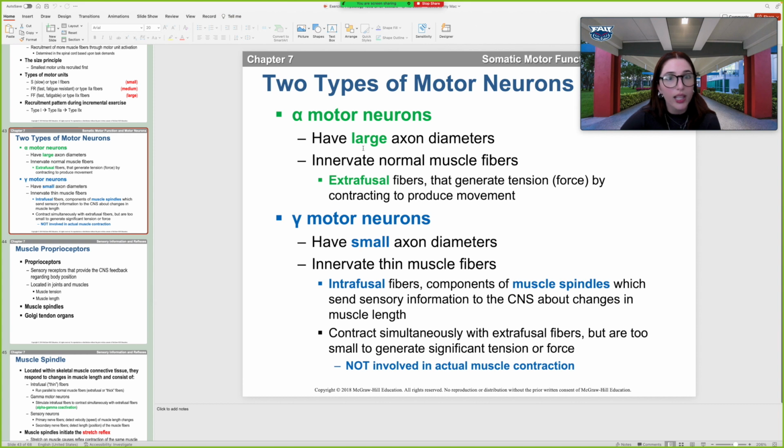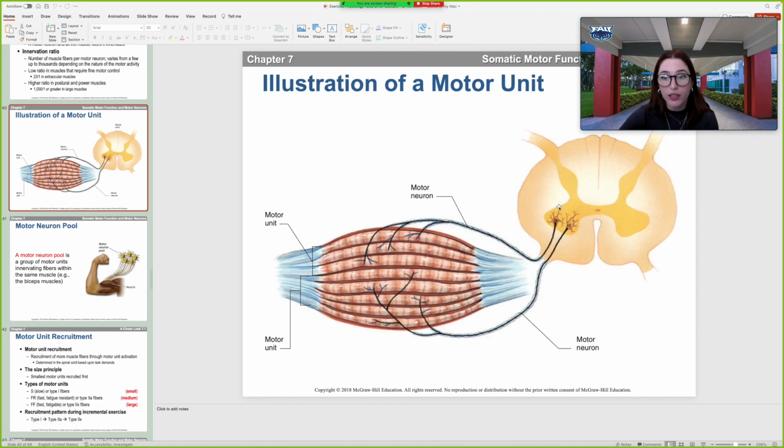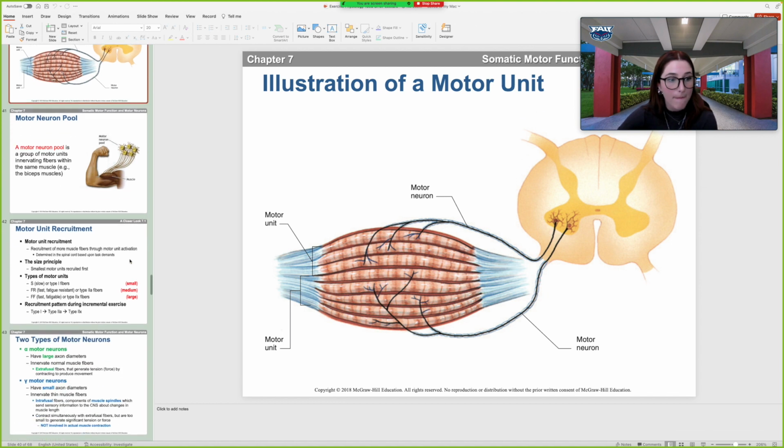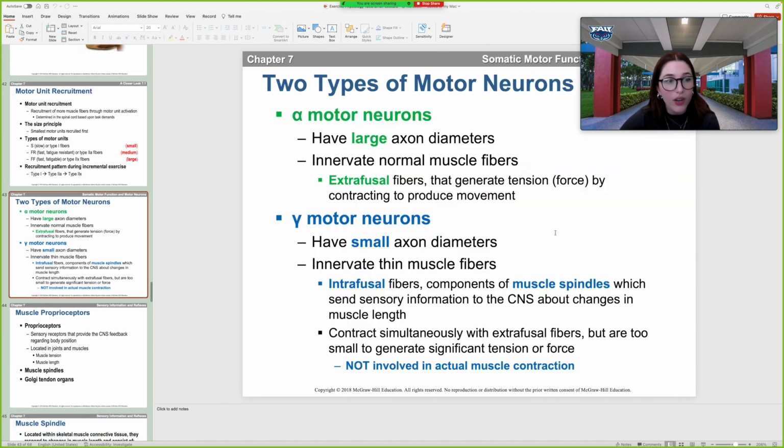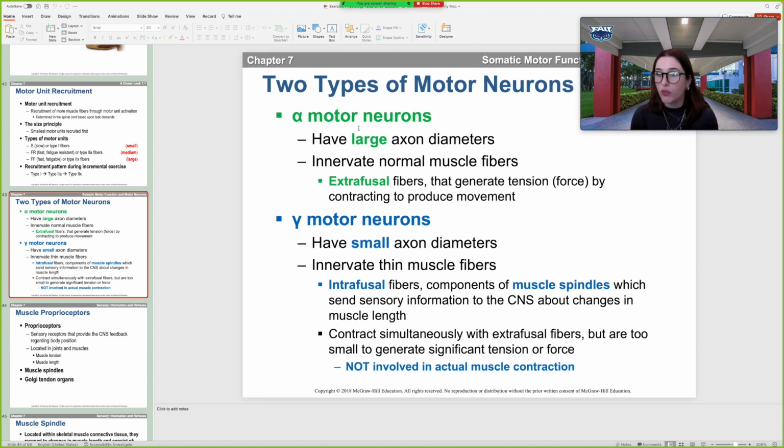So moving along to where we left off, okay, we have two types of motor neurons. We have alpha motor neurons and gamma motor neurons. Everything that we've been talking about so far are alpha motor neurons. These are just the good old regular motor neurons that cause a muscle to contract, okay? That's what we've been talking about this whole time. But we also have other types of motor neurons. Our alpha motor neurons, like I said, are just regular good old motor neurons that cause contraction. They have large axon diameters and they innervate normal muscle fibers.